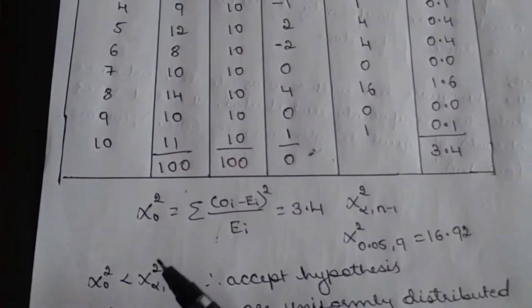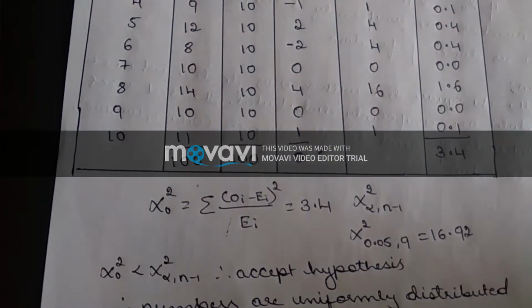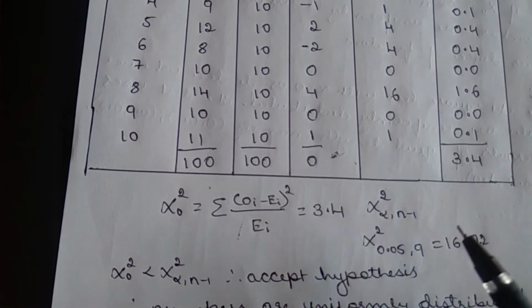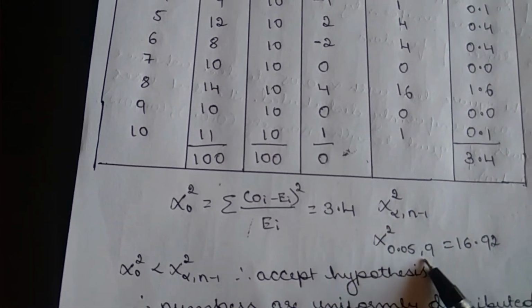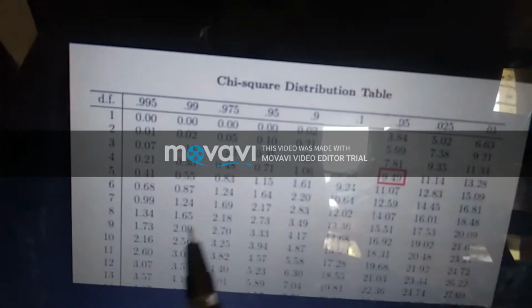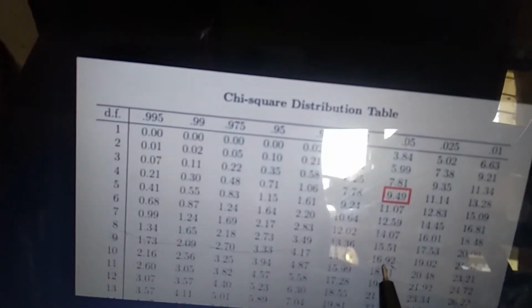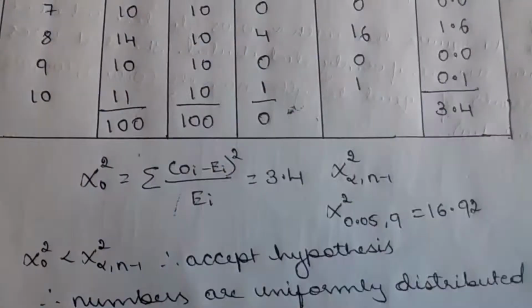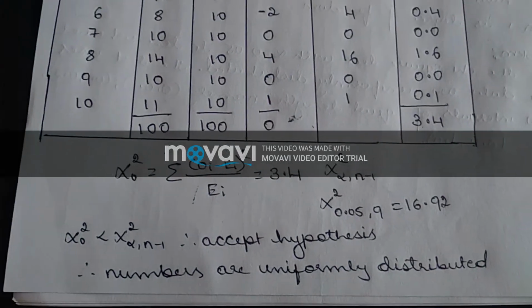Now let me come to the formula. In this formula, chi-square naught, the summation of OI minus EI whole square divided by EI, is equal to 3.4. Now you have to find chi-square alpha, n minus 1. n is 10, so it is 0.05, 9. I'll just show you the chi-square table. See here, this is the chi-square table. Here n is equal to 9, we have 9 here and 0.05 here. For 9 and 0.05, that is 16.92. So 16.92 is the value for chi-square alpha, n minus 1.